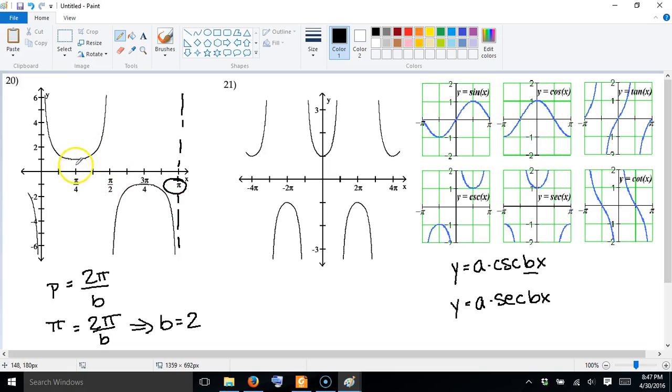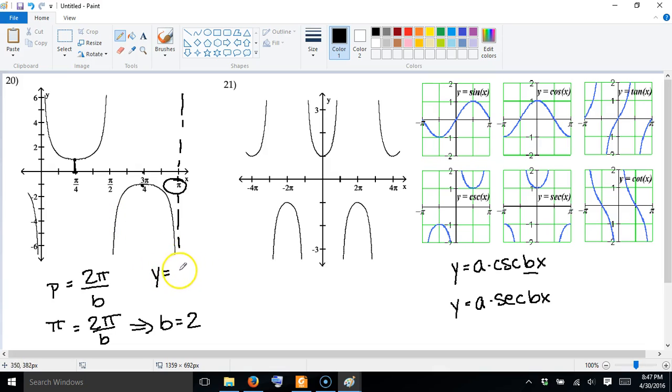And our value of a, how we're going to find it, is the distance between the x-axis and our minimum value, or the distance between the x-axis and our maximum value. It should be the same. But this distance is 1, so that's our value for a too.